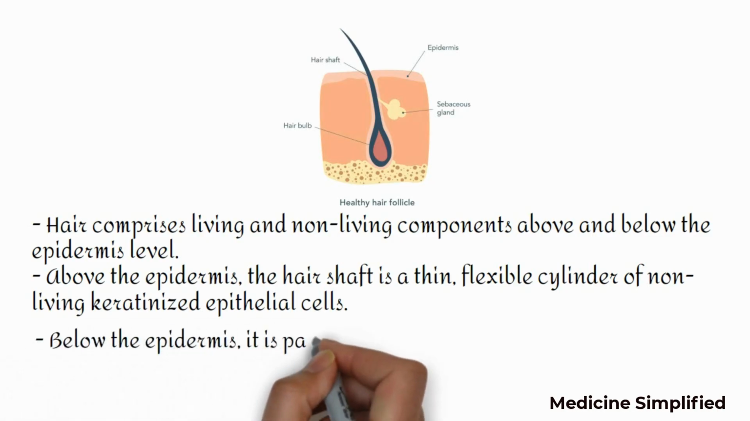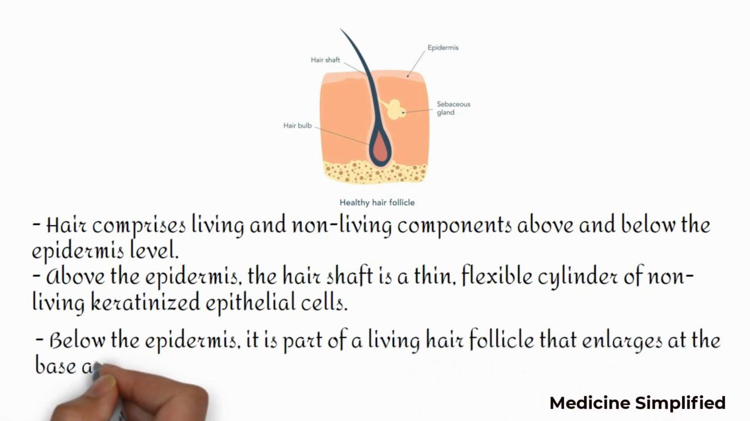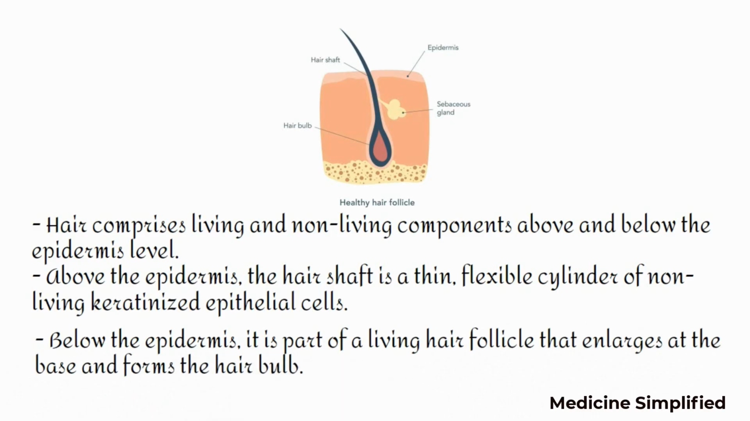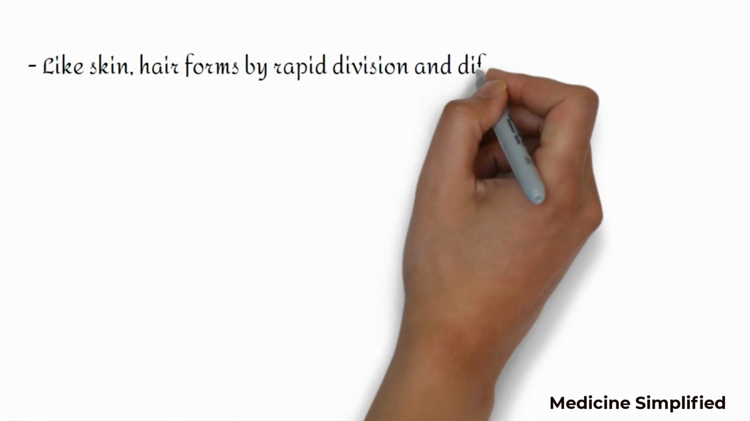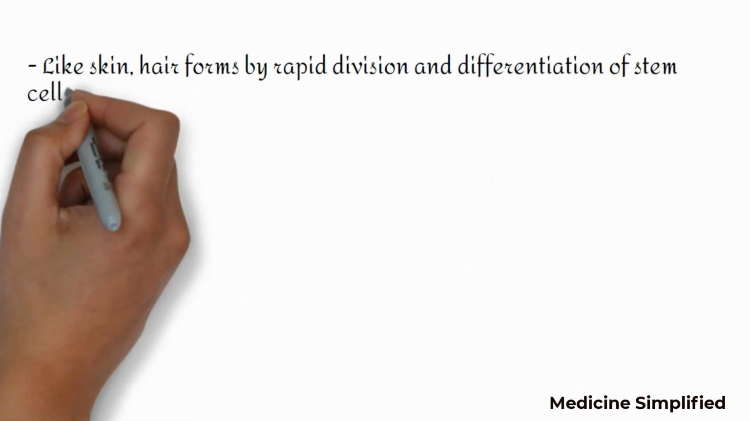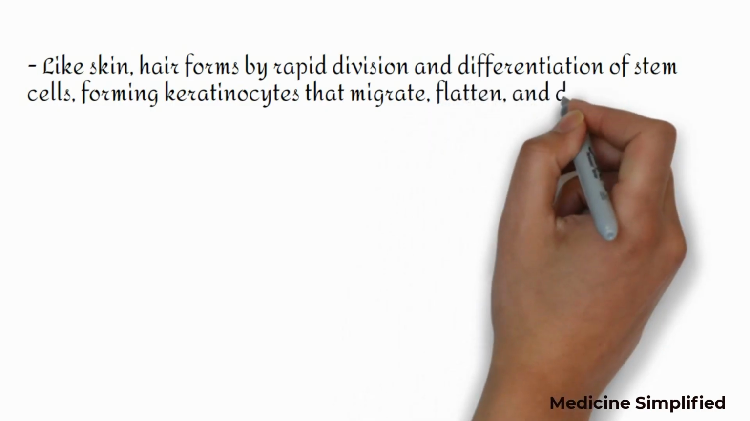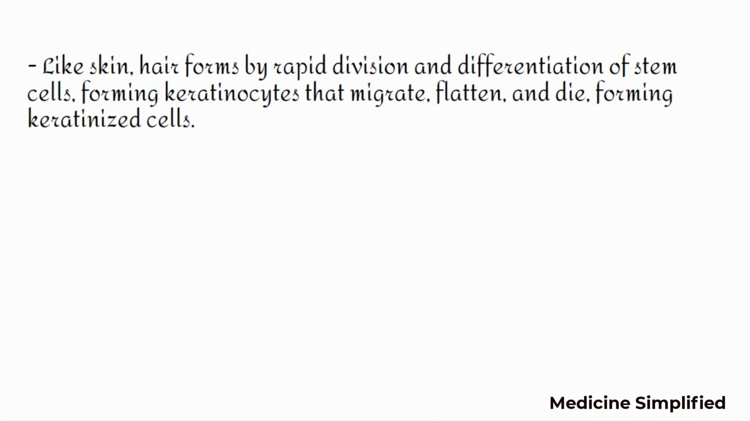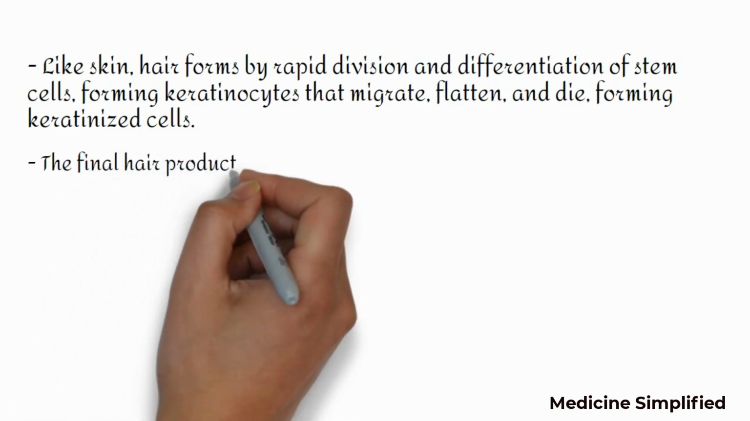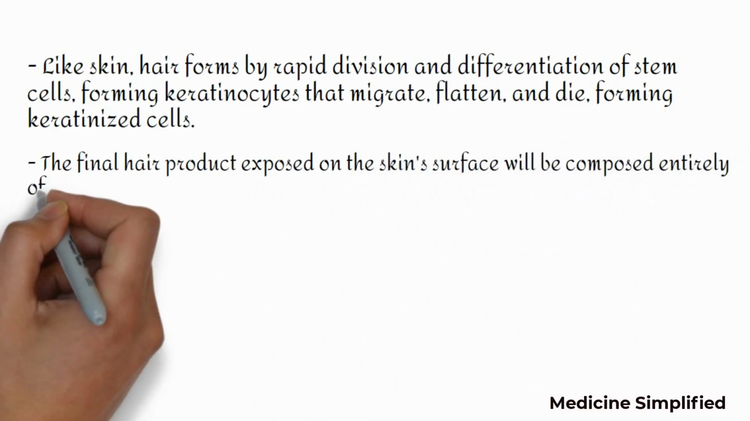Below the epidermis, it is a part of the living hair follicle that enlarges at the base and forms the hair bulb. Like skin, hair forms by rapid division and differentiation of stem cells, forming keratinocytes that migrate, flatten and die, forming keratinized cells. So keratinized cells are formed from keratinocytes. The final hair product exposed on the skin surface will be composed entirely of keratin.